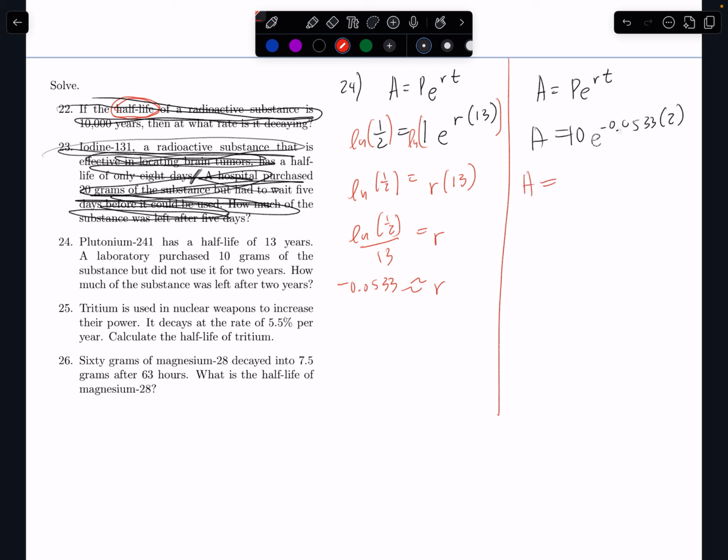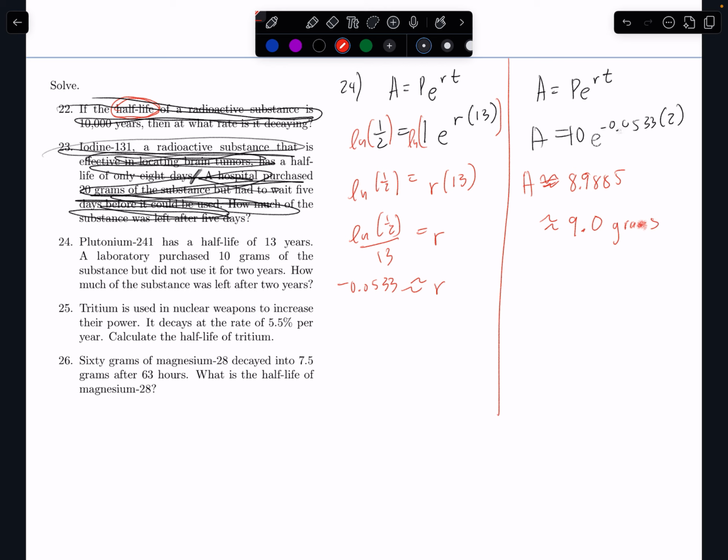Okay, so I'm just going to punch those things in. 10 times e to the negative 0.0533 times 2. And the answer is about 8.9885. I'm going to round to the nearest single decimal place. This 9 is going to round up. Oh, sorry, this should have been about equal. So that's going to be 9.0, so about 9.0 grams.